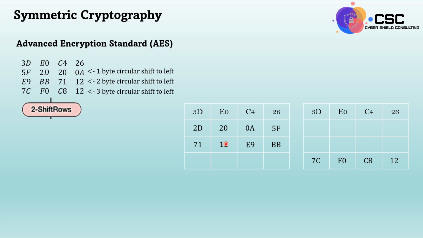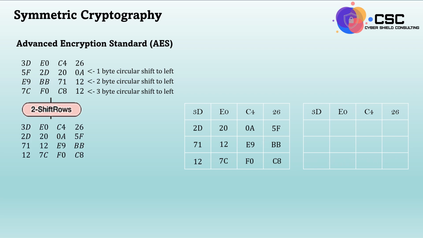And then we move to the last row, row 4. We have 3 byte circular shift to left. Starting with 7C, we do circular shift, so that's 1, 2, 3. That's why 7C goes there in column number 2. And likewise for the remaining values, so F0 will follow. Then we have C8, and then you see 1, 2 moves first because we're doing 3 byte shift. So if I look at 1, 2, that's 1 byte shift, 2 byte shift, and 3 byte shift. So it will be in the first column in row 4.